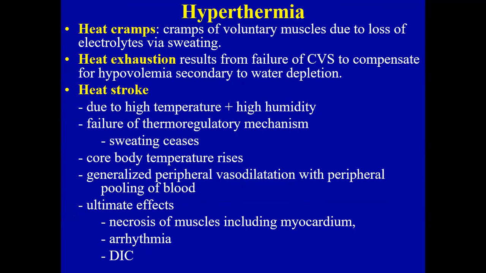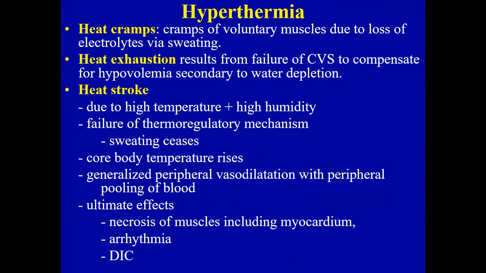Hyperthermia includes heat cramps of voluntary muscle due to the loss of electrolytes via sweating. Heat exhaustion results from failure of the cardiovascular system to compensate for hypovolemia secondary to water depletion. Heat stroke is due to high temperature and high humidity.